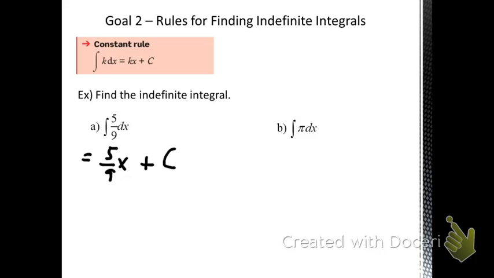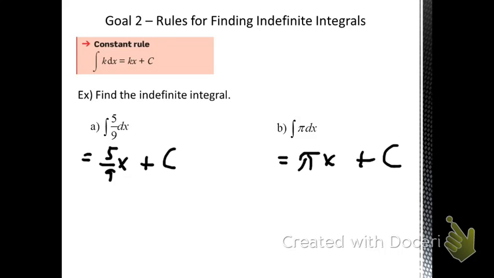And that's all that this constant rule is saying, is that whenever you try to find the integral of some constant k, you're going to get k times x to the first power, plus a constant. So, then the indefinite integral of pi with respect to x would simply be pi times x to the first power, plus a constant c. Alright, it doesn't get a lot easier than that.